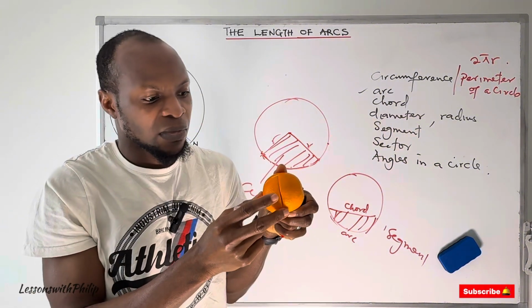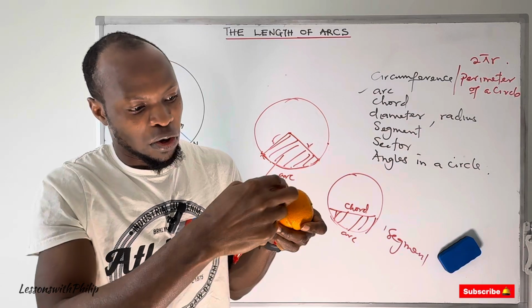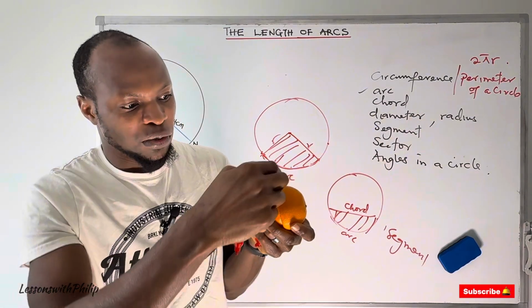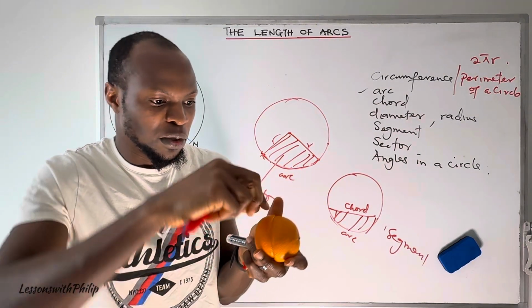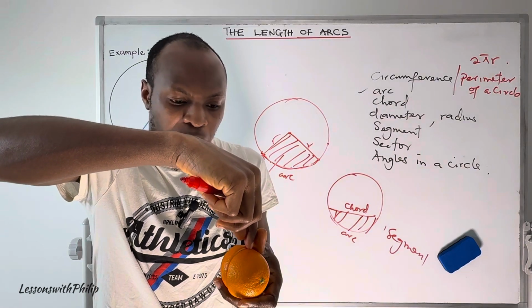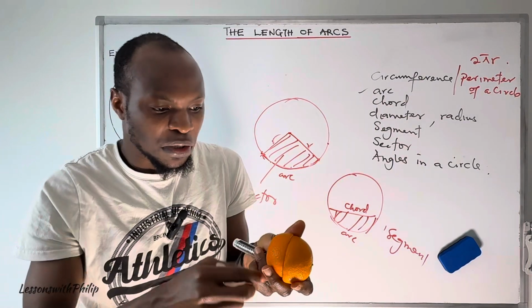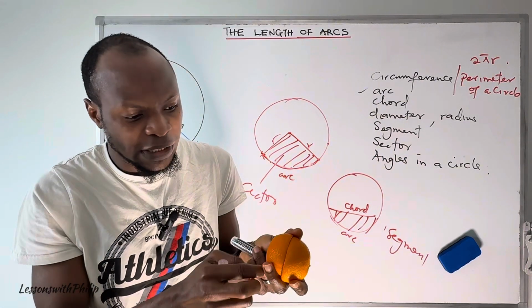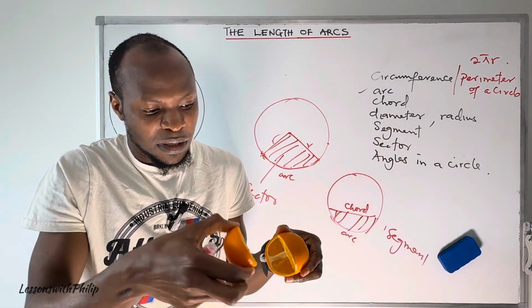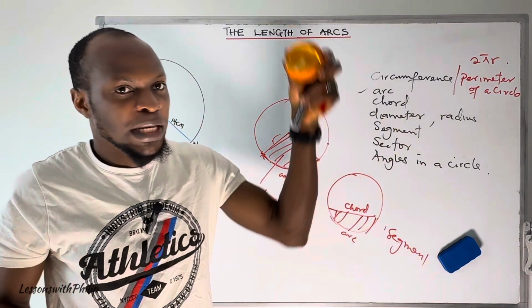You see, it's cut here, it's also cut here. So this line is a radius, this is another radius, because this is the center of the circle. So it is cut here, it is cut here. So these two lines are radius. You see, I bring it out. So this is a sector, this is also a sector.